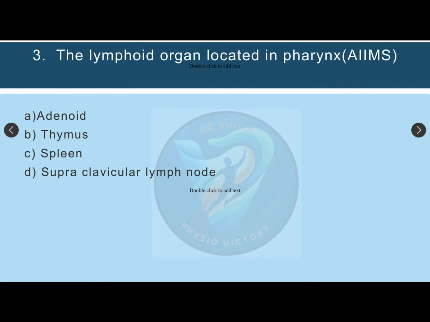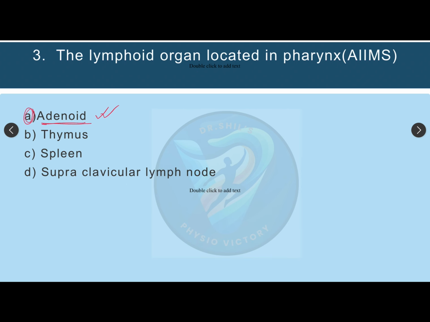Next question. Question number 3. The lymphoid organ located in pharynx. Option A, adenoid. Option B, thymus. Option C, spleen. And option D, supraclavicular lymph node. Here the correct answer is option A, adenoid.